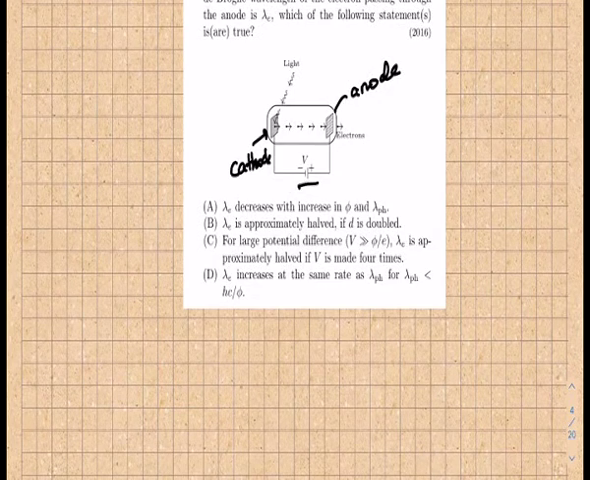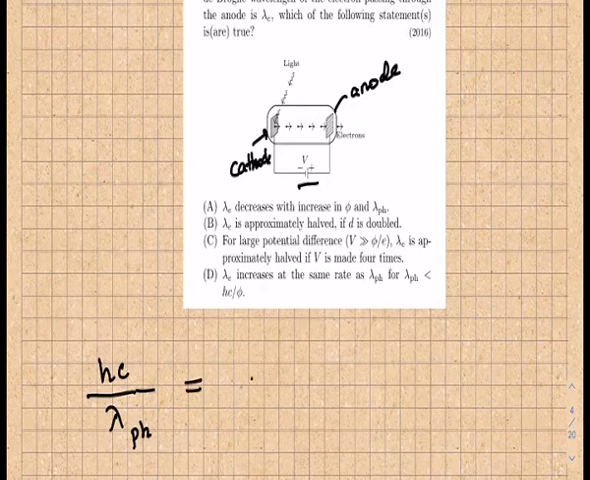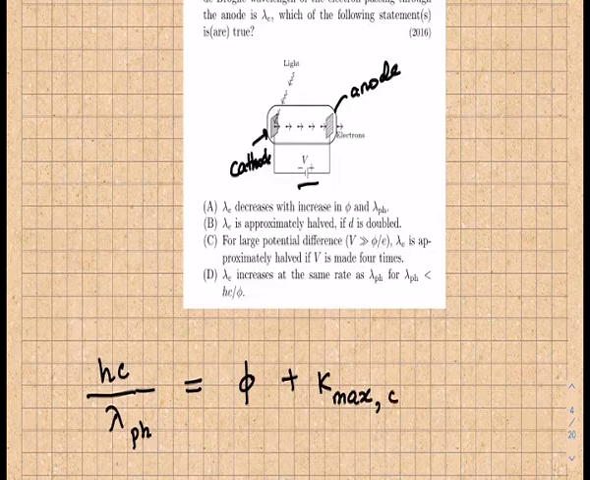Here, an incident light, which is hc by lambda PH, I think here PH refers to the photon. When this photon is getting incident on the cathode, first of all it has to overcome the work function, and then electrons will get emitted, that is the maximum kinetic energy term. And let me refer to it as the cathode. I'm talking about the cathode now.